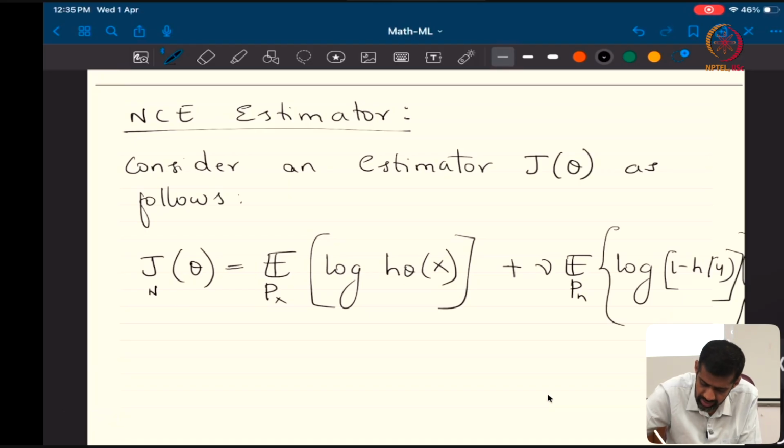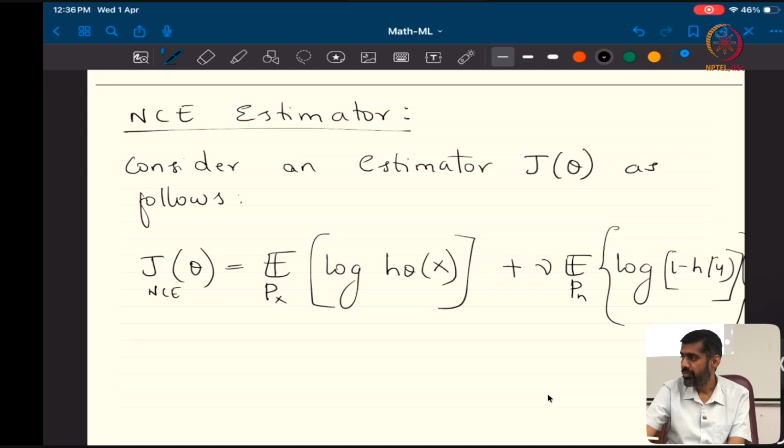Now, this is the NCE estimator. The NCE estimator is the sum of these two expectations, where the first expectation is that of log of h theta of x, and the expectation is with respect to Px. The second expectation is of log of 1 minus h of y, where the expectation is with respect to Pn. What is h theta here? H theta is whatever we saw in the previous case. So, h theta is that neural network which is trying to solve the binary classification problem between Px and Pn. Okay, it is that network.